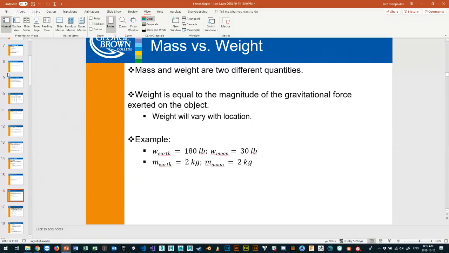Scientists have figured out a way. We can figure out the volume of an object through displacement, right? We put it in water, and you figure out the total volume of a regular object. But that doesn't really speak about mass. It just speaks about volume, right? So just because an object has a lot of volume doesn't mean it has a lot of mass.